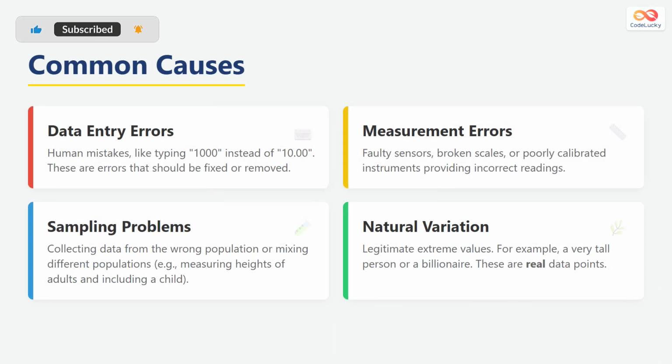Why do outliers exist? Often, they are simply human errors, like typing 1,000 instead of 10. Other times, they come from broken measurement instruments. However, not all outliers are mistakes. Sometimes they represent natural variation, like a person who is exceptionally tall. Distinguishing between errors and real extreme values is key.